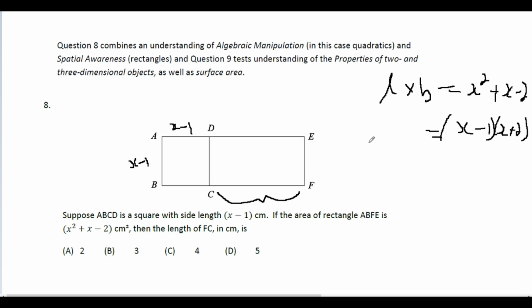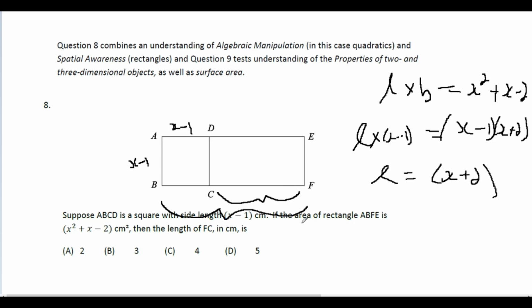So we're gonna have our length times x minus 1, and then you notice x minus 1 is on both sides, so therefore our length is equal to x plus 2. Okay, so they're asking us to give CF, so our length is this whole thing over here.